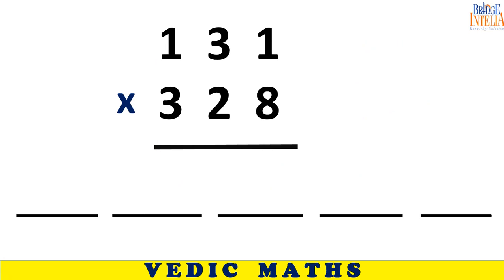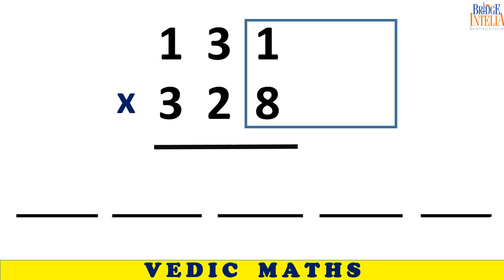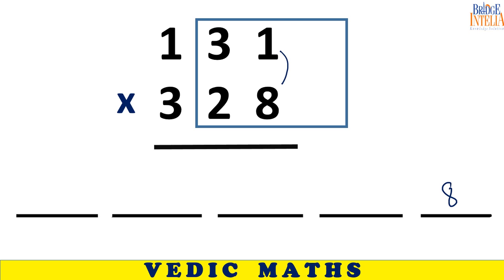Let's take one more. Let's start the box. So cross connection product, 1 into 8 is 8. So write 8 here. Move the box forward. Find out the cross connection product. 8 into 3, 24. And 2 into 1, 2. So 24 plus 2 is equal to 26. So write 6 here, and the remaining 2 is carry forwarded.